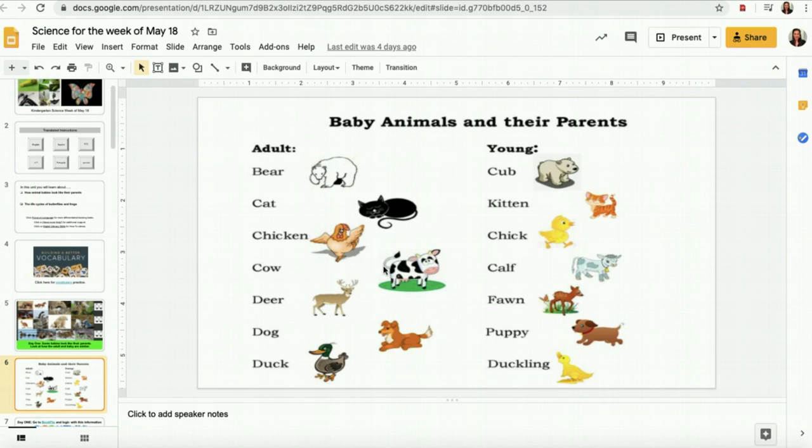Here's an adult cow, and a baby cow is called a calf. Here's an adult deer, and a baby deer is called a fawn. Here is an adult dog, and we call a baby dog a puppy. And finally, here is an adult duck, and we call a baby duck a duckling.